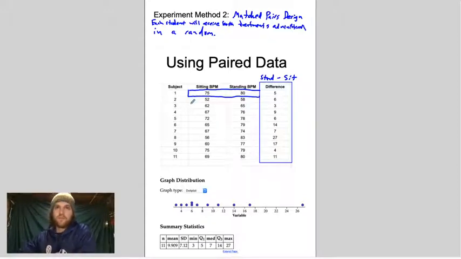Okay, so the notation here is we're going to take all the differences, and the number of differences we have, which is 11, we would call that n sub diff.